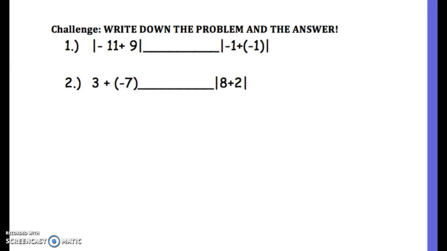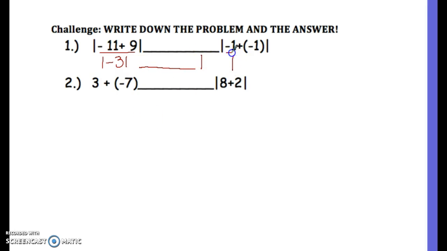Now, this is a challenge. We've got some absolute value. You need to write down the questions, should be in your notes, and let's go ahead and do it. For number 1, you have to first do inside your absolute value. So you do negative 11 plus 9 is the absolute value of negative 3. Please, you must rewrite it. Your blank in between there.